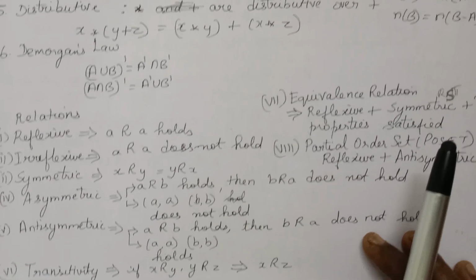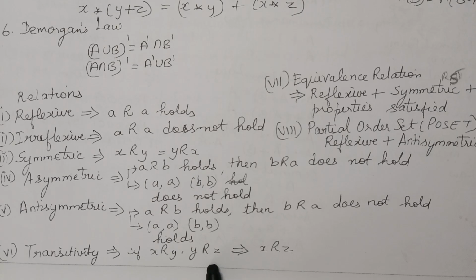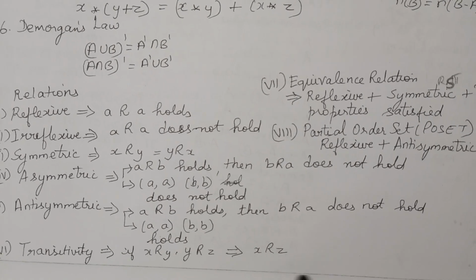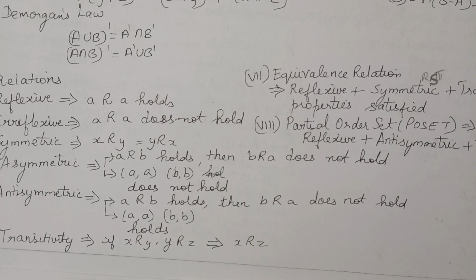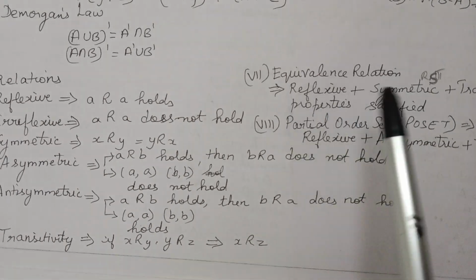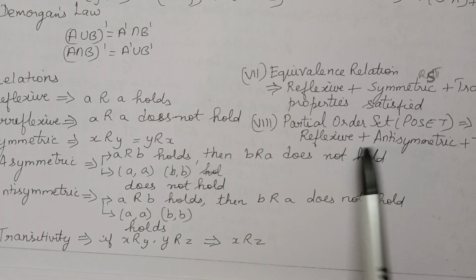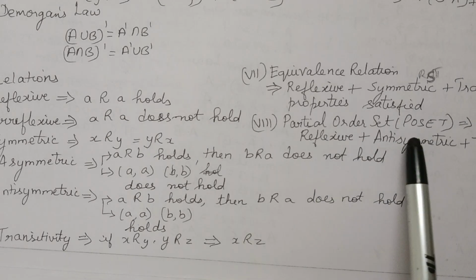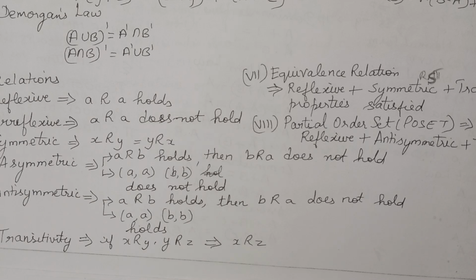Next, transitivity. What is transitivity? X relation Y and Y relation Z implies X relation Z. Equivalence relation means it is a combination of reflexive, symmetric and transitive. The short form is RST: reflexive, symmetric and transitive. Next, partial order set or poset. You can remember it as RAT, that is reflexive, antisymmetric and transitive.